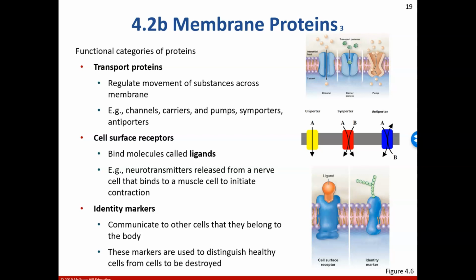Another functional category of proteins is an identity marker. This helps to communicate to other cells that they belong to the body. So if we had other molecules here, then the body would recognize it as foreign and could mark it for destruction.